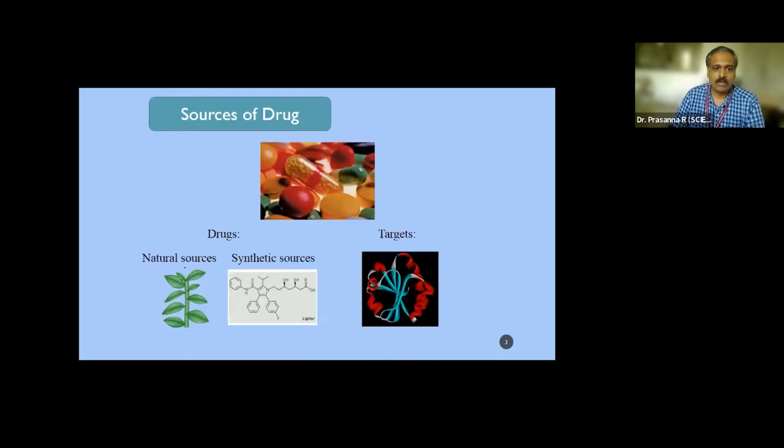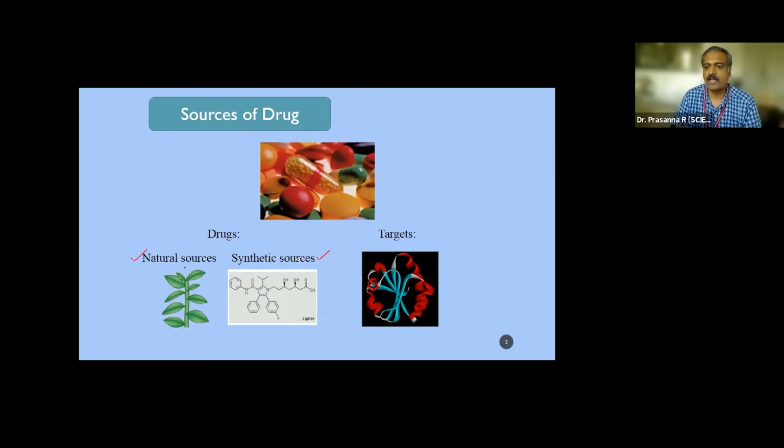So if you broadly look at the category of drugs, it can be from a natural origin or it can be from a synthetic source. Natural origin can be from a plant, or from an animal, or from algae or microbes, or the plants which are growing under the water. Anything can be, you can say, of natural source.